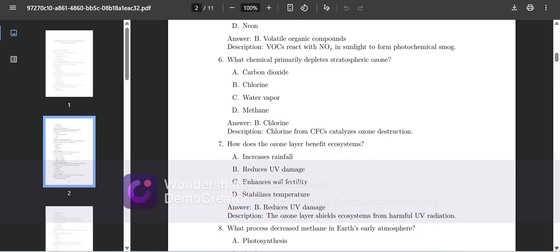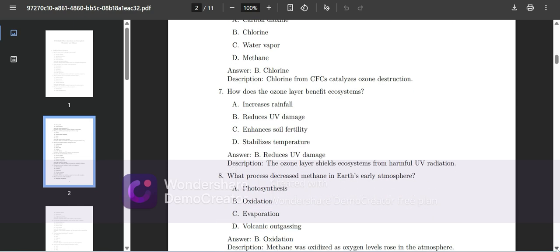Which chemical primarily depletes stratospheric ozone? Chlorine. Chlorine from CFC chlorofluorocarbons catalyzes ozone destruction.